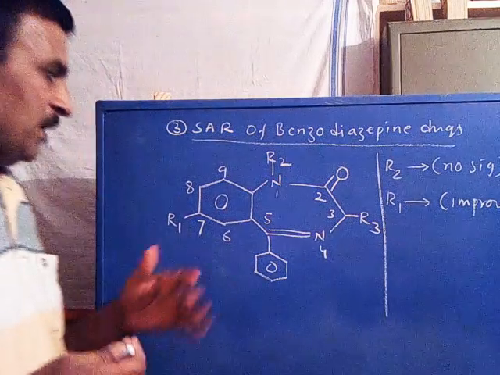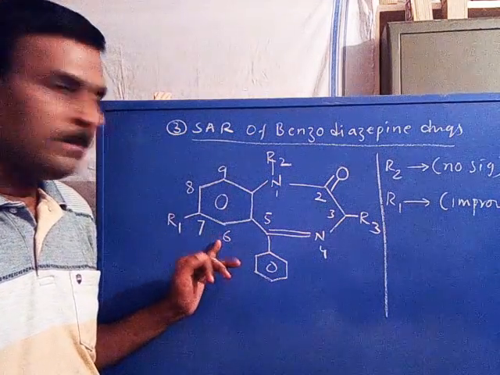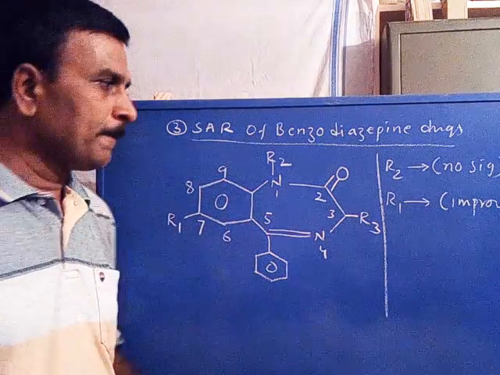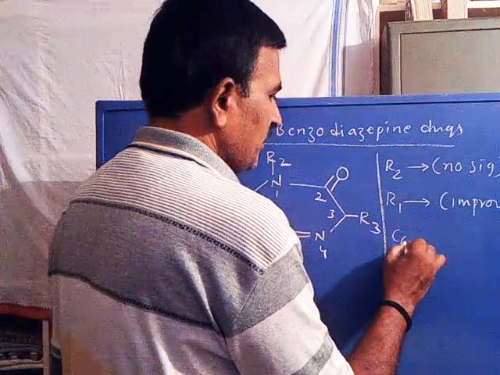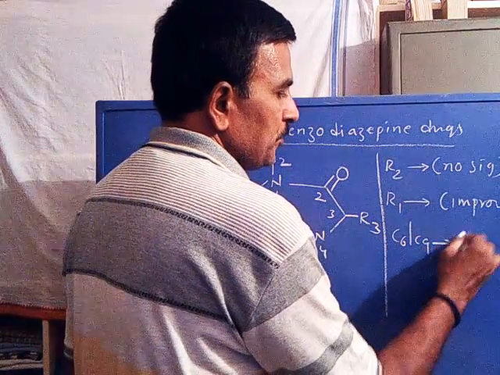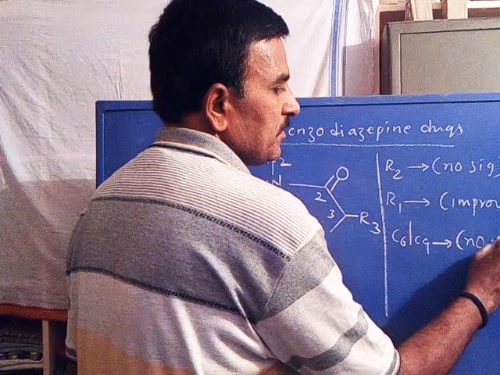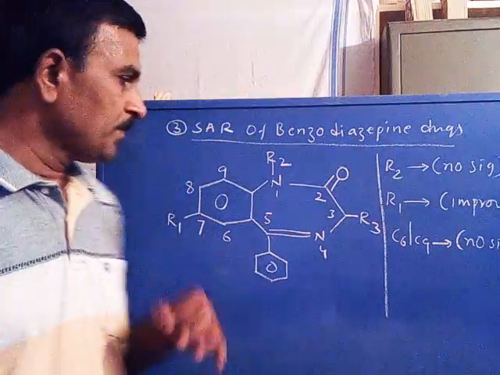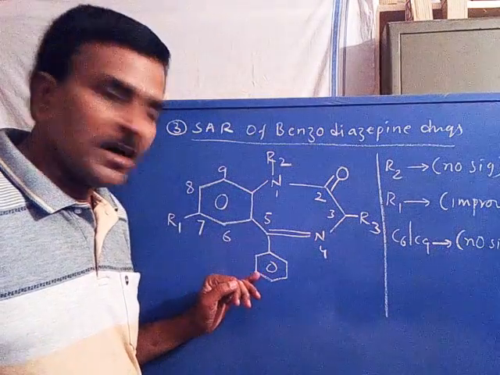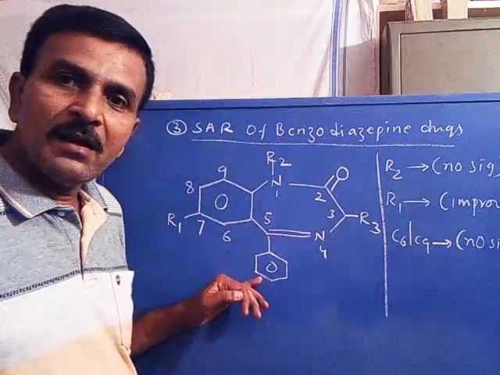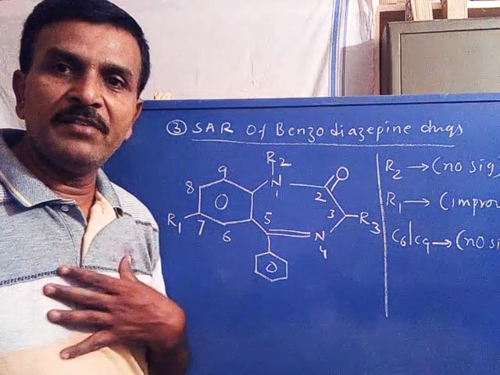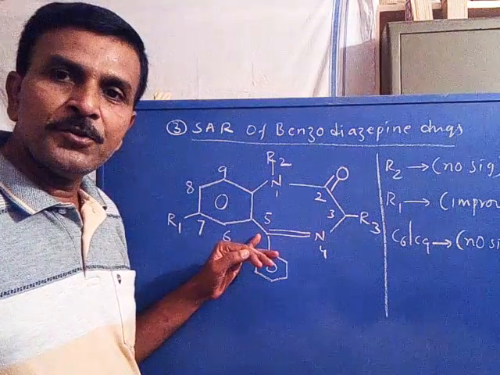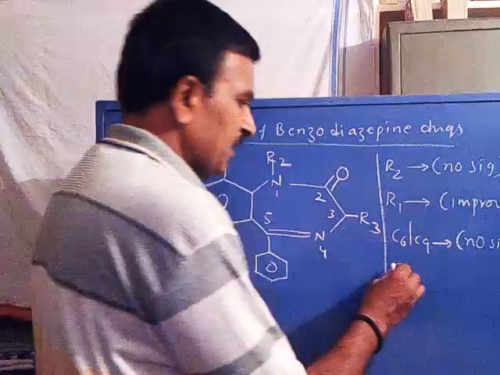Now, the substitution of 6th carbon and 9th carbon has no significance. There is no change in the activity. So C6 carbon, C9 carbon substitution has no significance. Now, coming to the 5th carbon. The phenyl ring on 5th carbon is essential for its activity. Presence of phenyl ring on 5th position is essential for its activity.